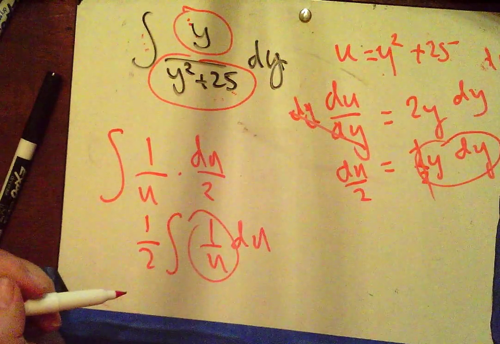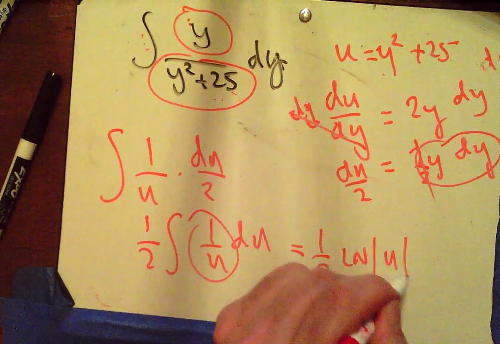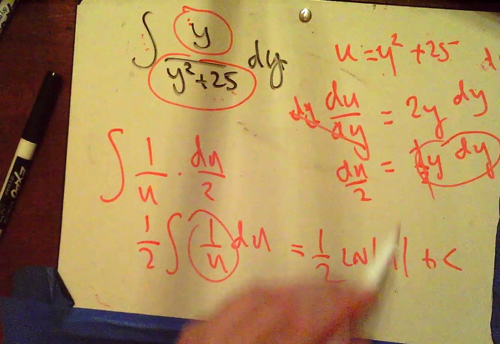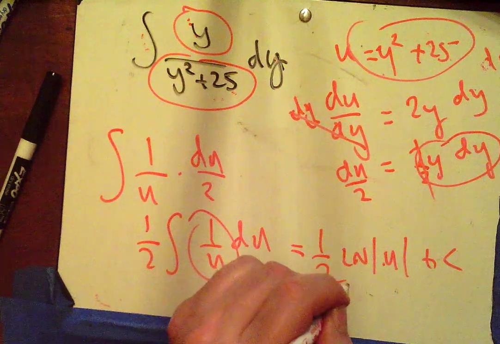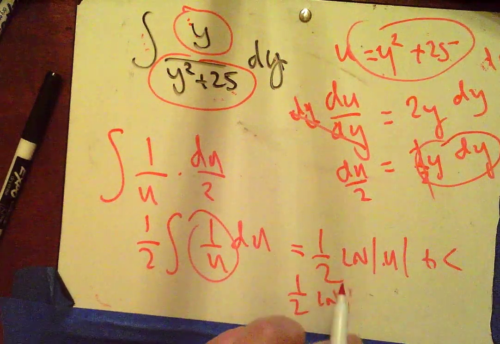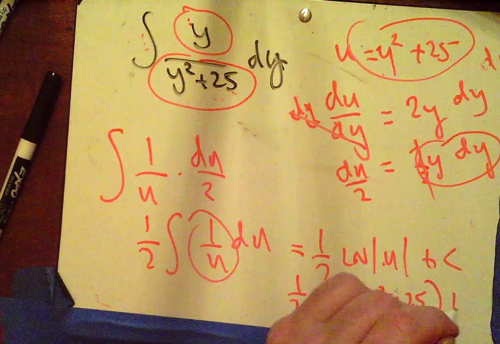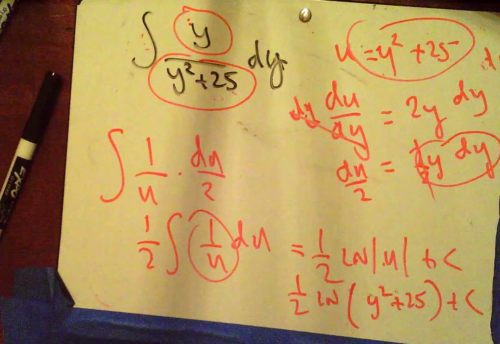Whose derivative is that? I need you to be able to say ln of u's derivative. And what's u equal to? There's our u. 1/2 ln y squared plus 25. So why did I not worry about absolute value here?